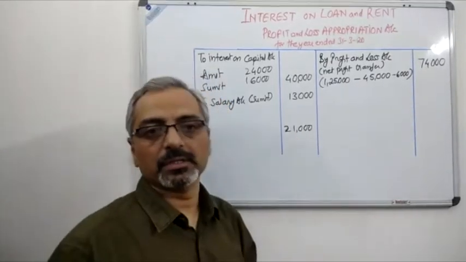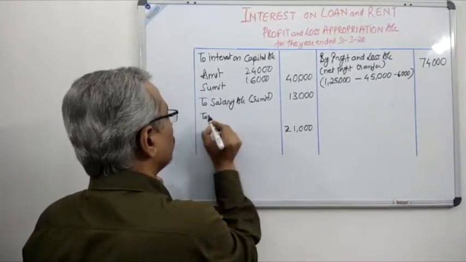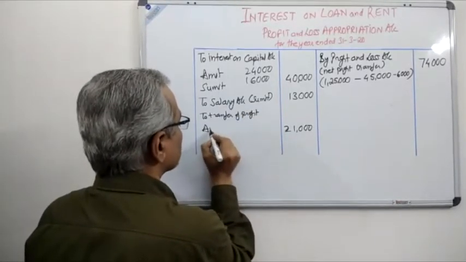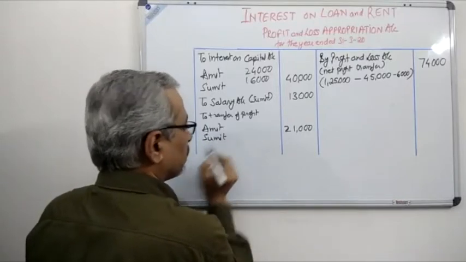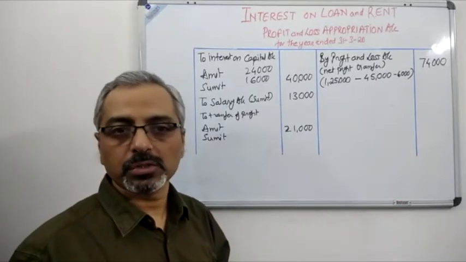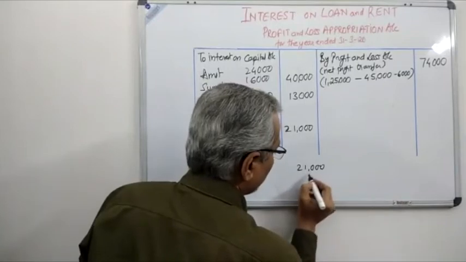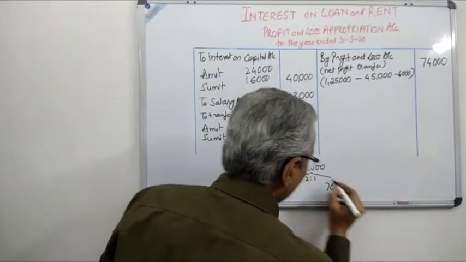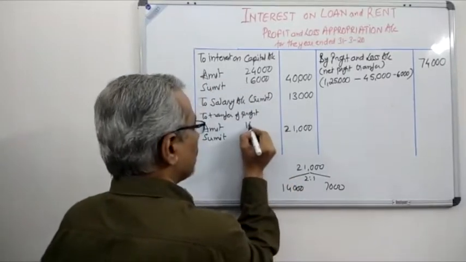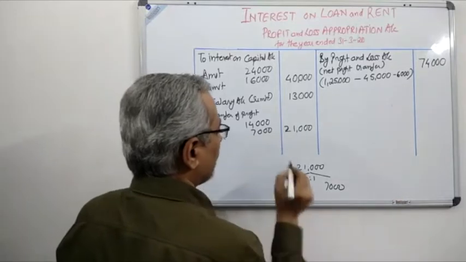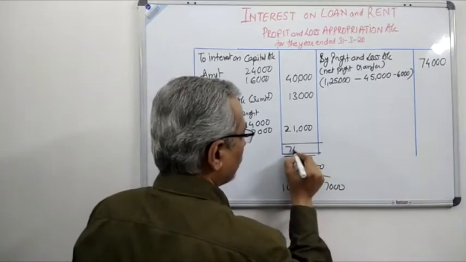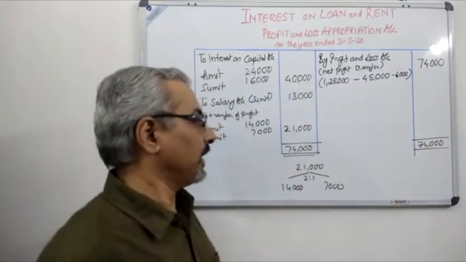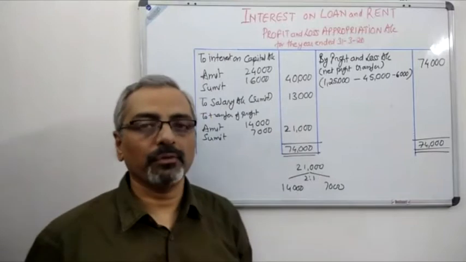And where is the profit transferred? It is transferred to the capital account. So we are writing over there to transfer of profit, and we have two partners, Amit and Sumit. Now, what was their PSR? Their PSR was 2:1. So if you divide now 21,000 in the ratio of 2:1, so 21,000 divided by 3 gives us 7,000, and 7,000 into 2 gives us 14,000. That means Amit will have a share of 14,000 and Sumit will have a share of 7,000. Now, it will remain incomplete if we don't do the totaling, and so we are showing the total 74,000 on both the sides. Okay, so therefore this concludes the profit and loss appropriation account.